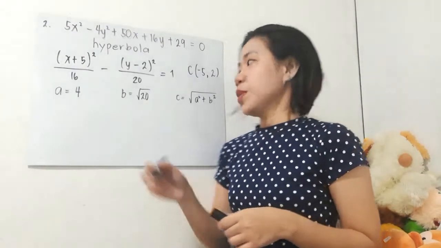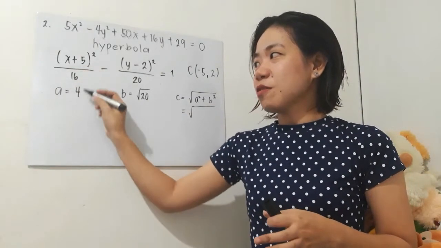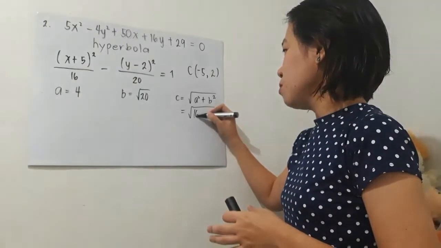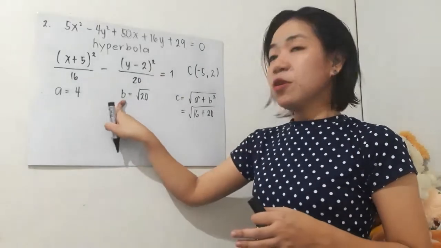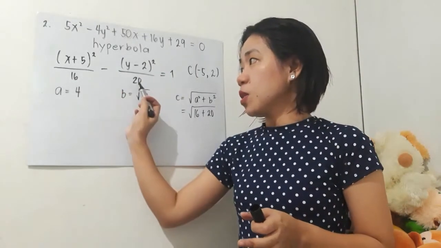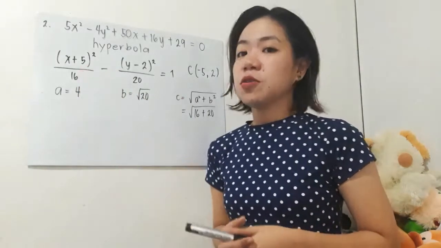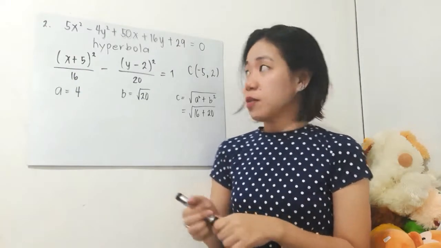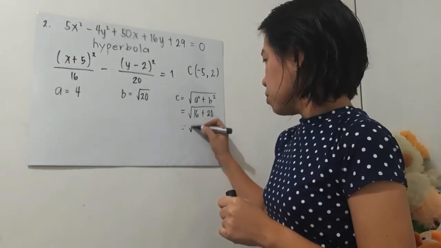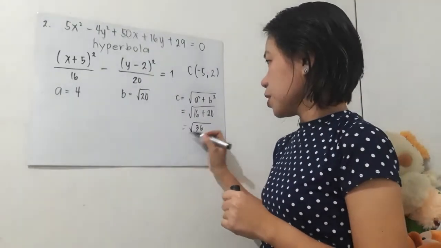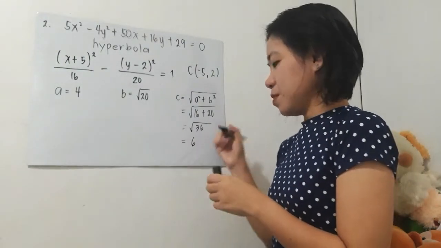So we'll just add. Okay, square root of a squared. This is the square of a. So we have 16 plus b squared is here. You'll just have to look at the denominators. This is a squared and b squared. So regardless of which is greater, the first denominator will always be a squared. So that is the rule in hyperbola, unlike in ellipse. Okay, so we have the square root of 16 plus 20, which is 36, and luckily this is a perfect square. So square root of 36 is 6.